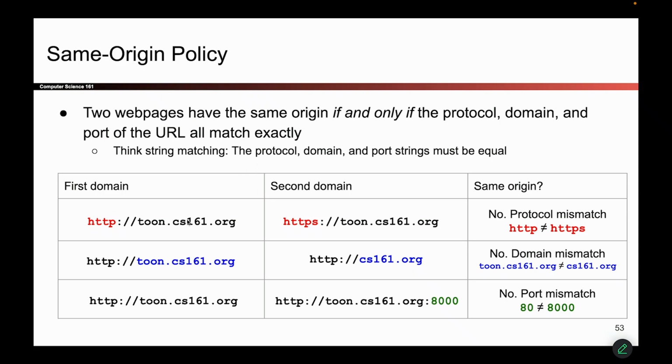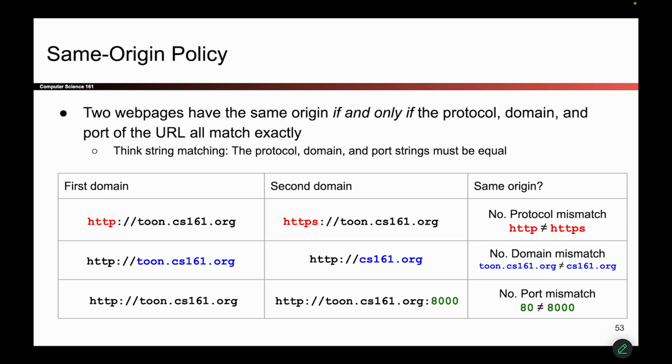Here are a couple of examples. Let's say you open one browser window with http tune.cs161.org, and in your second window you open https tune.cs161.org, and we just do basic string matching. We see that this string does not match this one, so it's no good. These 2 websites in your browser are forbidden from talking to each other. And same thing here. If I open these 2 websites, the domains don't match. So again, they can't talk to each other. And in this case, the ports don't match. This one defaults to port 80. This one is 8000. Those numbers don't match. So they are forbidden from talking to each other. So it's basically string matching.